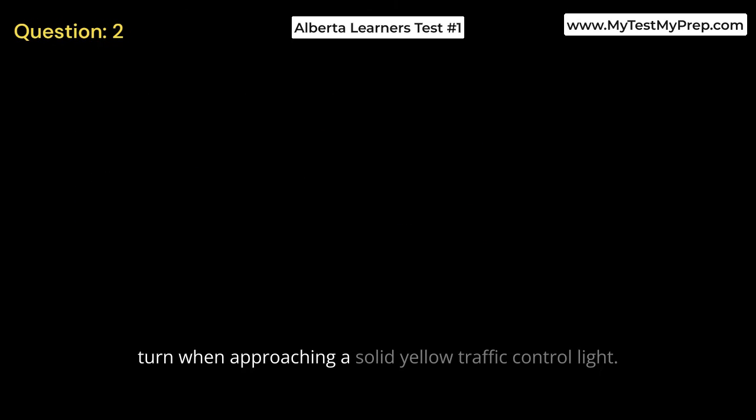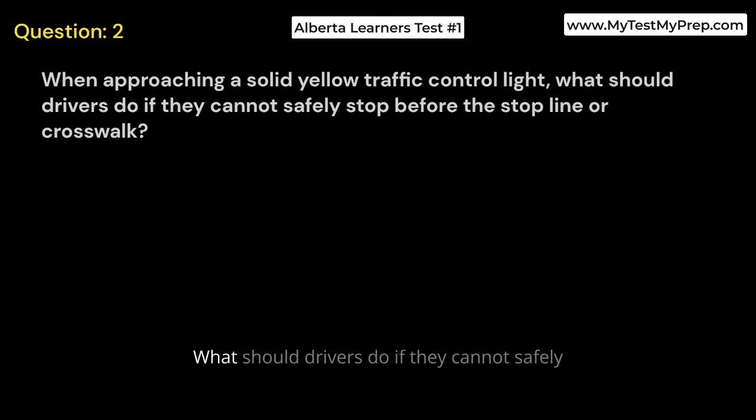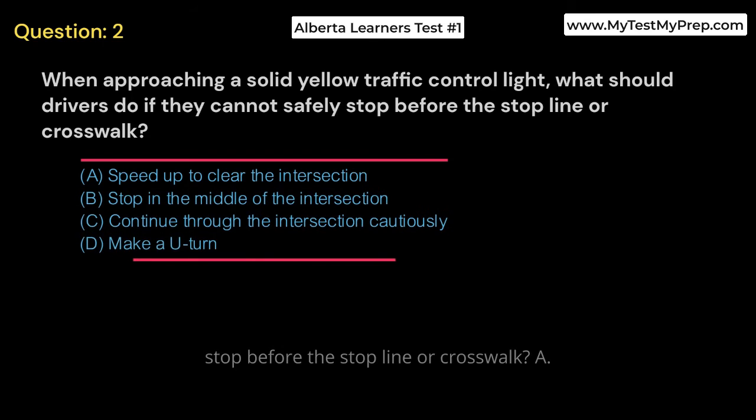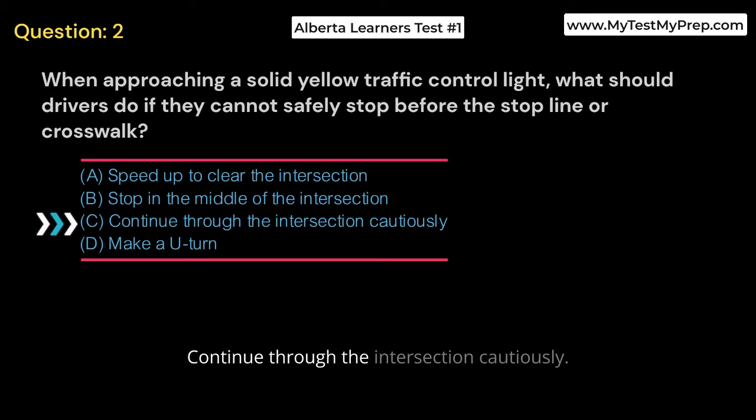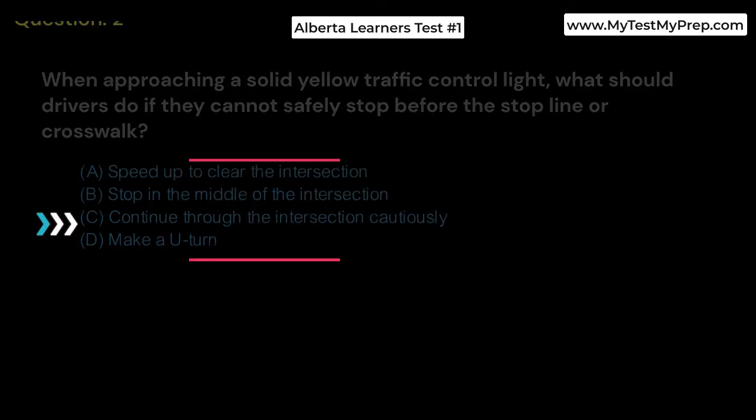When approaching a solid yellow traffic control light, what should drivers do if they cannot safely stop before the stop line or crosswalk? A. Speed up to clear the intersection. B. Stop in the middle of the intersection. C. Continue through the intersection cautiously. D. Make a U-turn. Answer C. Continue through the intersection cautiously.